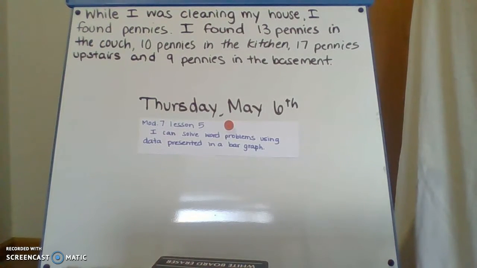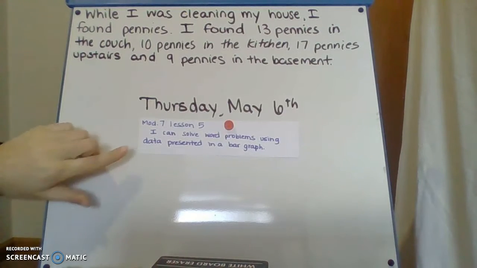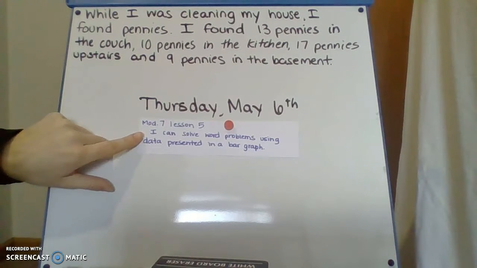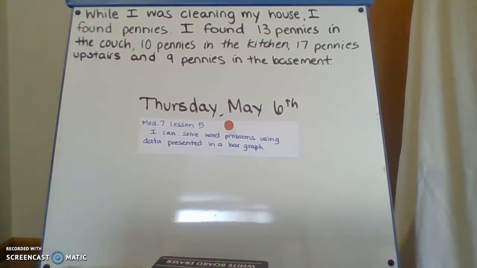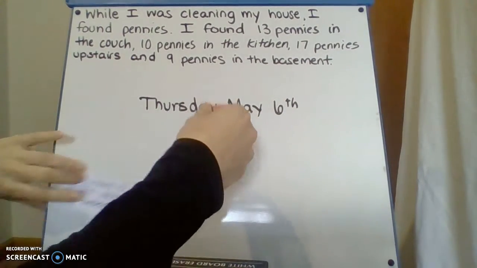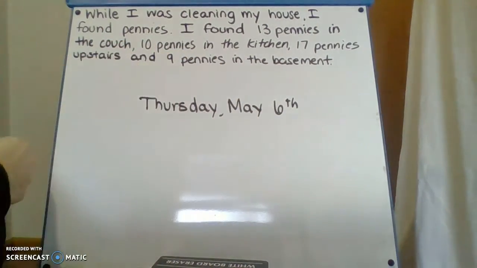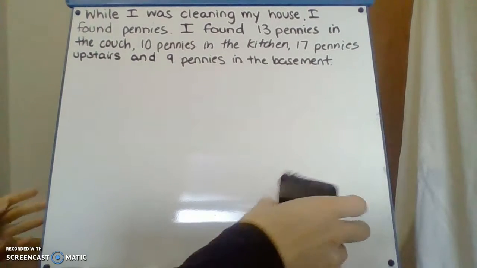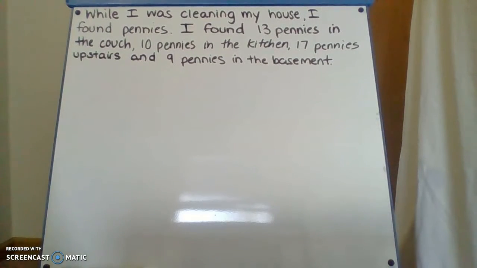We are on Module 7, Lesson 5. Your learning target says, I can solve word problems using data presented in a bar graph. So again, we're doing bar graphs in word problems. This is your word problem they give you, and we are going to make a bar graph, and then you are going to have questions that you're going to answer in your bar graph.